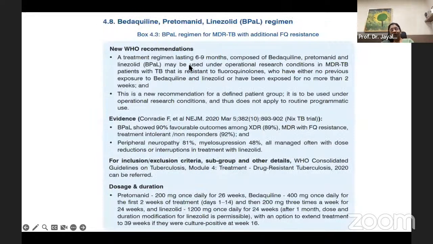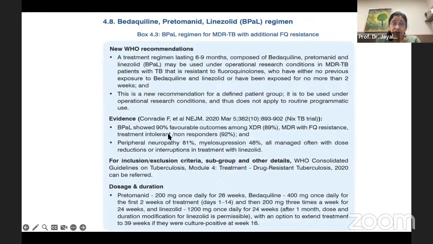And also I would like to talk to you about the BPaL regimen, which is a new suggested regimen for patients with fluoroquinolone resistance: bedaquiline, pretomanid, and linezolid. This regimen lasting 6 to 9 months can be used in research conditions for TB which is resistant to fluoroquinolones, in patients who have no previous exposure to bedaquiline. So this is a new recommendation for pre-XDR tuberculosis, that is fluoroquinolone resistance with MDR TB. So we can use bedaquiline, pretomanid, and linezolid. This is called the BPaL regimen.